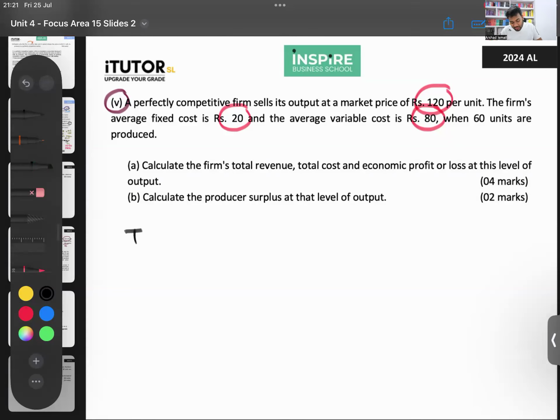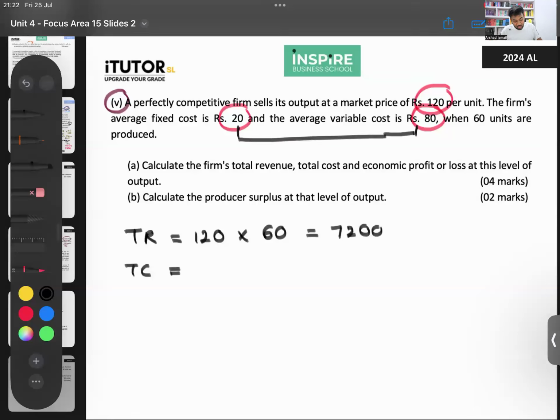How much is the total revenue? 120 rupees per unit. How many units are they selling? 60 units. How much is the total revenue? Quickly, give an answer. The later you get, the more I get scolded by my wife. How much is total cost? Fixed is 20, variable is 80. Total cost per unit is 100, into 60 units. Total cost is 6,000. Therefore, you're making a profit of 1,200.